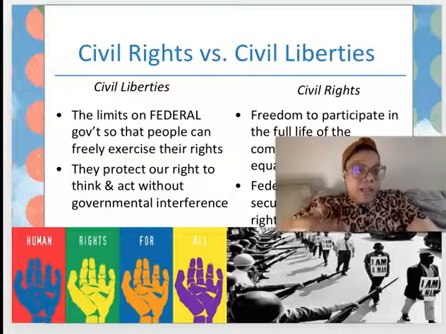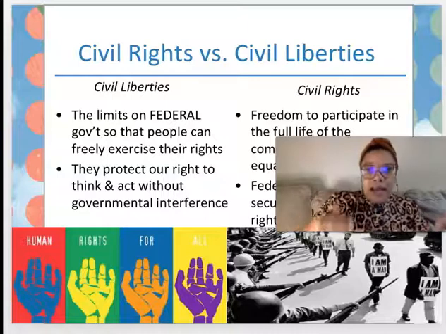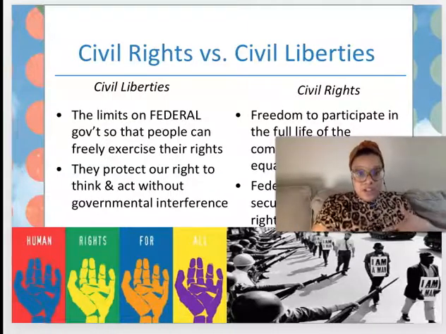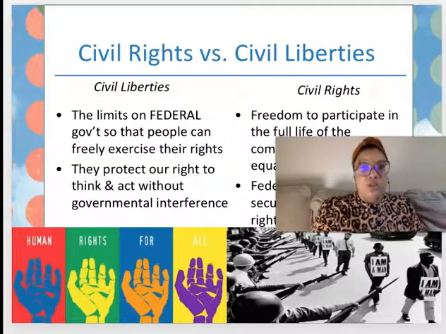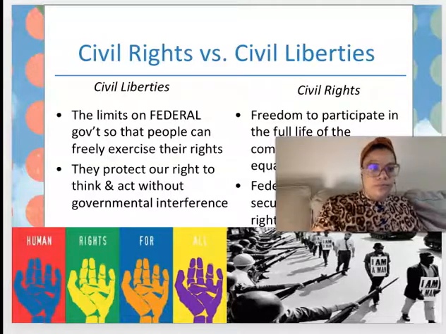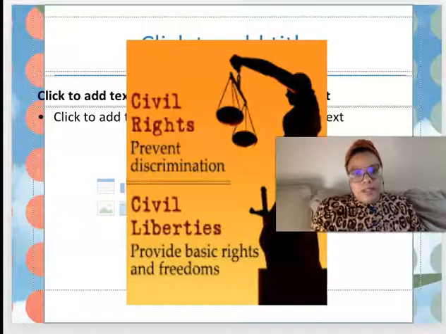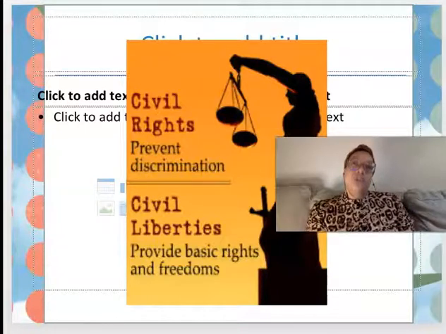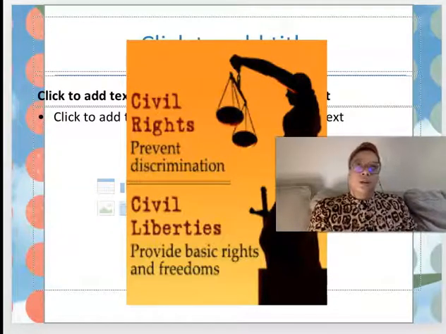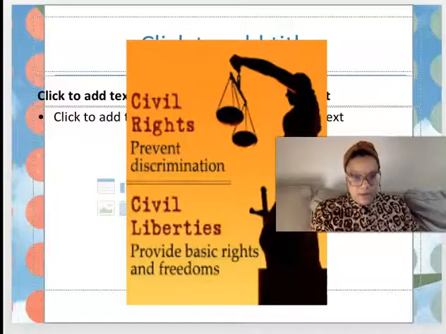make some sort of change in order to help secure rights for others. So one is about limiting the role of the state, also known as the government, and one highlights where the government has had to do active work, active participation, in order to secure rights for more people. Highlighted a different way, civil rights work to prevent discrimination, and civil liberties provide basic rights and freedoms for folks.